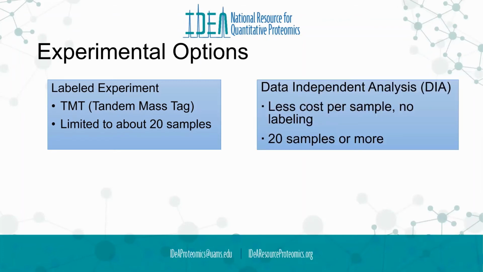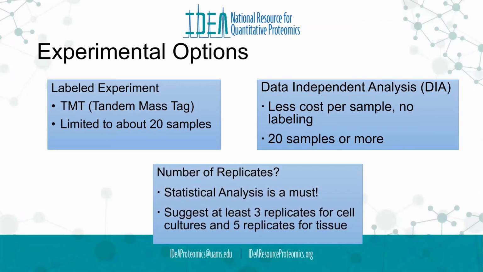Another type of analysis is called data-independent analysis. This has become more popular, especially for larger sample groups. It's less cost per sample and there's no labeling involved. Have you thought about the replicate samples? In proteomics, statistical analysis is a must. It is suggested that at the minimum, you have at least 3 replicates for cell cultures and 5 replicates for tissue samples.